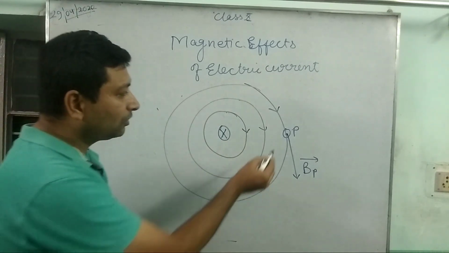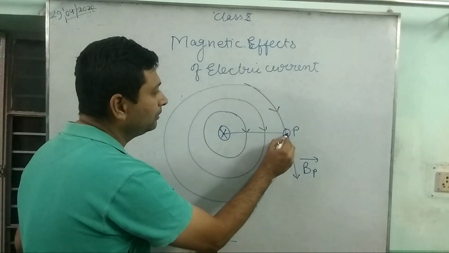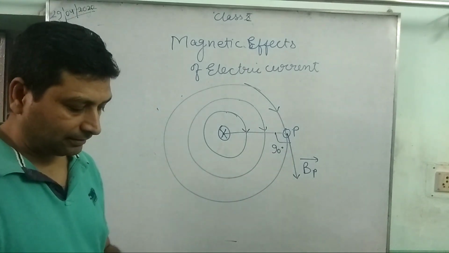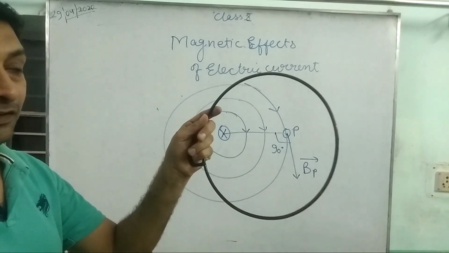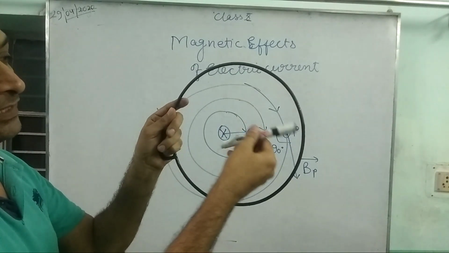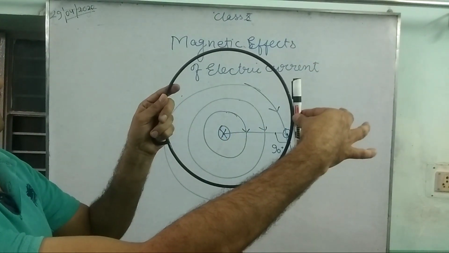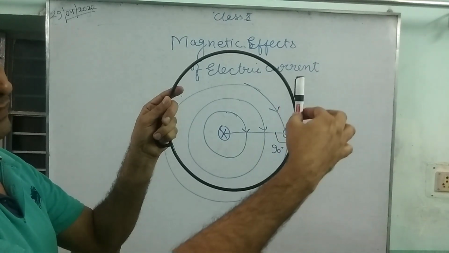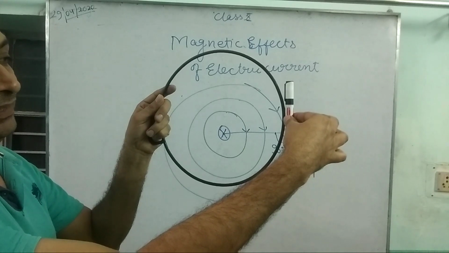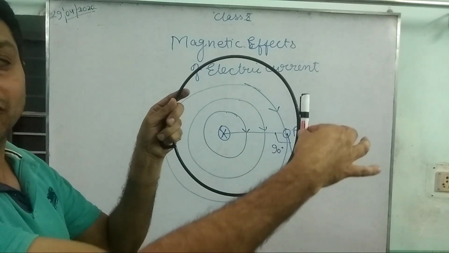And the tangent is always perpendicular to the radius. Like, suppose this is a magnetic field line, and this is point P. So this is your radius, and this is your tangent. Tangent means it just touches the point. This is the direction of the tangent. So in this way we can find the direction of magnetic field.